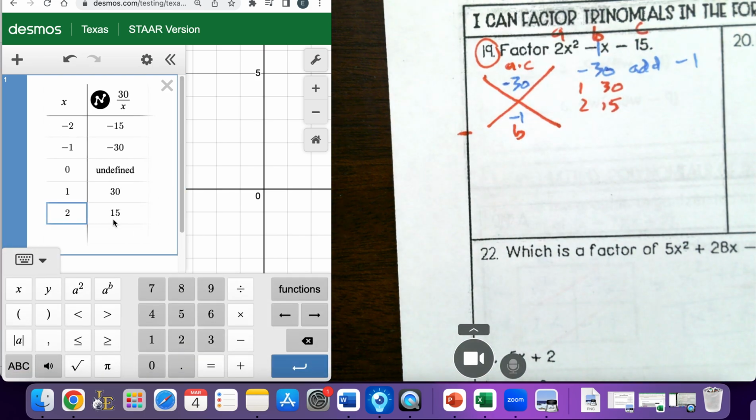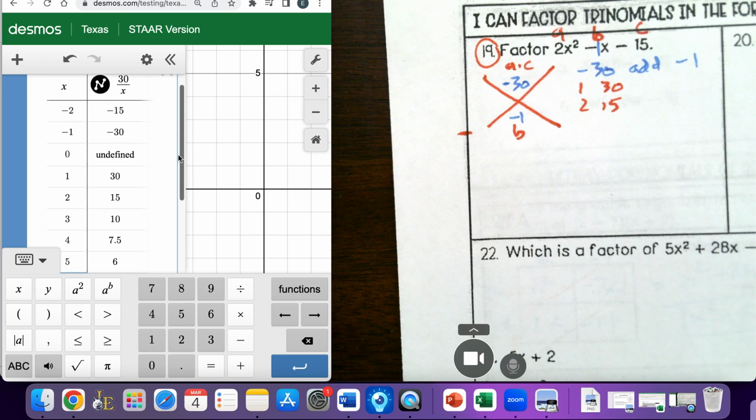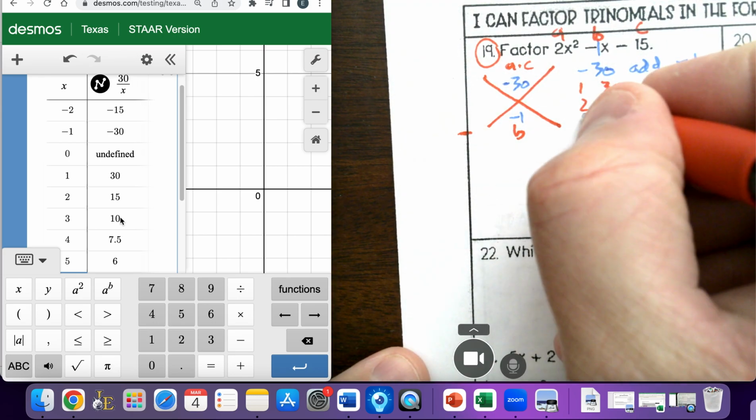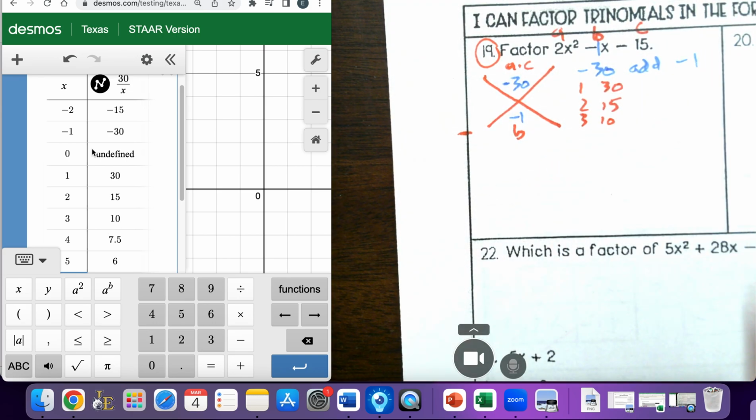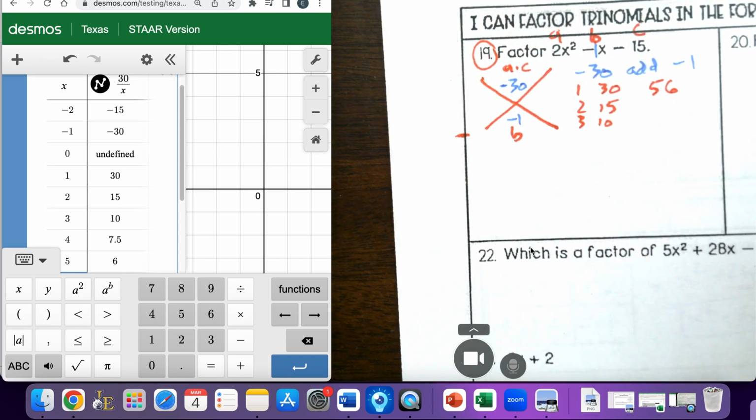Now, if you have Desmos up, if you click on the 2 here and hit enter a couple times, it'll pre-populate the information for you. And it'll do 30 divided by 3, and we get 10. So we have another factor here, 3 and 10. And then notice when we take 30 divided by 4, we get 7.5. That's not a factor. 30 divided by 5, we get 6, and that's another factor. And so I'm going to put it over here. And so those are all the factors of 30.